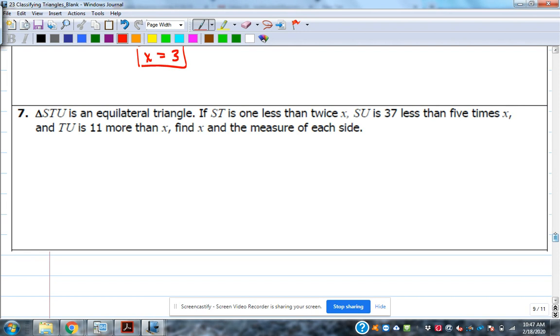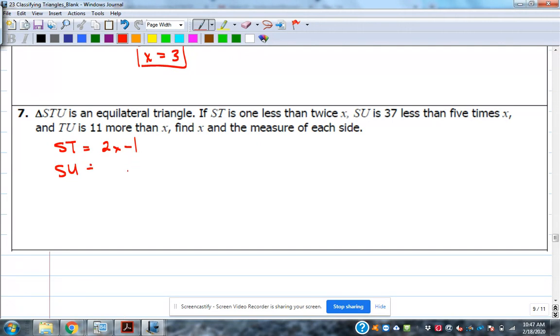All right. Triangle STU is an equilateral triangle. If ST is 1 less than twice x, SU is 37 less than 5 times x, and TU is 11 more than x, find x and the measure of each side. So we got to be able to translate that into an expression. So ST, what's the expression for it? 2x minus 1. Let's go ahead and do all of those just to get the practice.